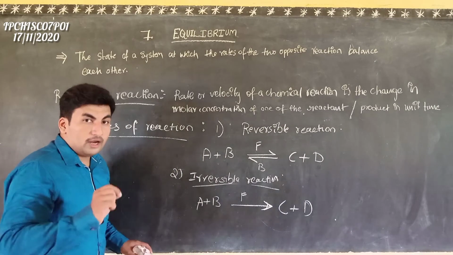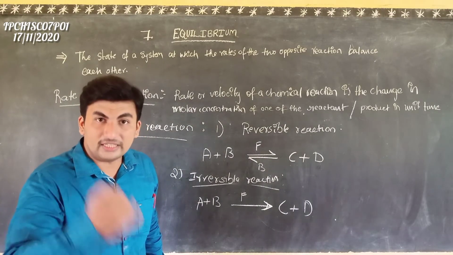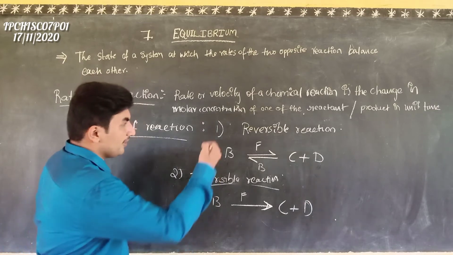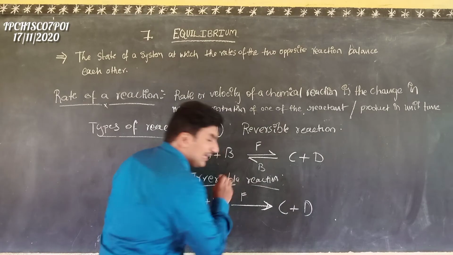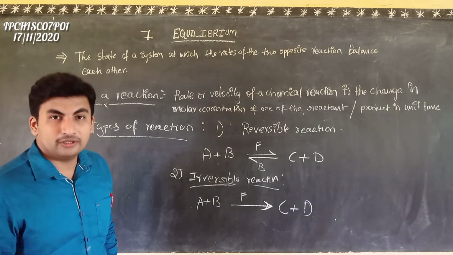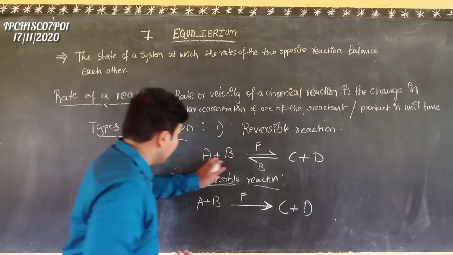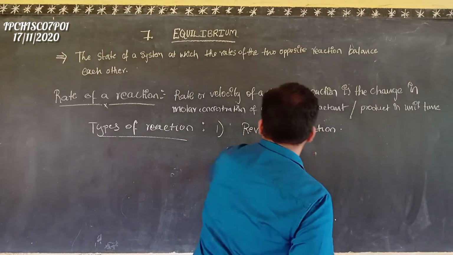So now you understood the concept of rate of reaction, what a reversible reaction is, and one more term, irreversible reaction. Three concepts you now understood, right? Then let us study the definition of equilibrium.